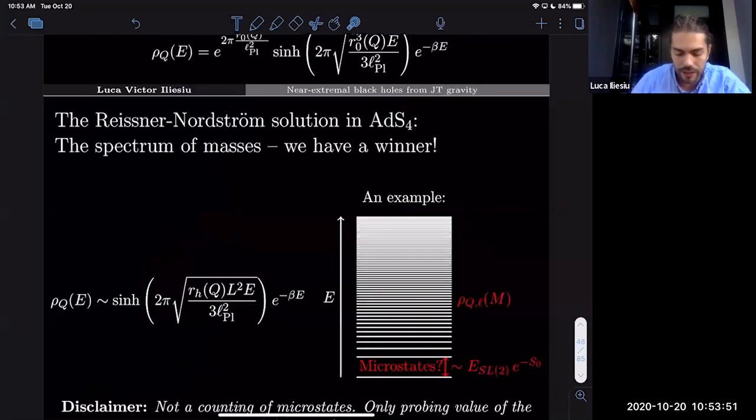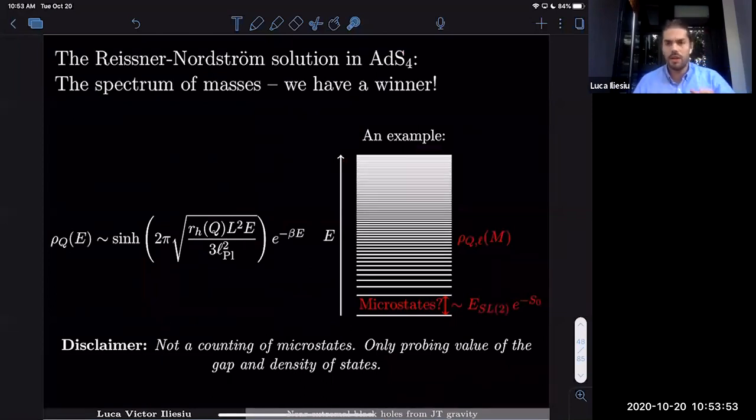So a couple more things. It's just a disclaimer. Because we didn't account for everything, like all these Kaluza-Klein modes, which in principle are not renormalizable if we account for all of them, we're not counting microstates in this way of computing the partition function. We're just giving an accurate estimate of what happens with the partition function at certain energy scales. So we're only probing things at the value of the gap in the density of states. Good.